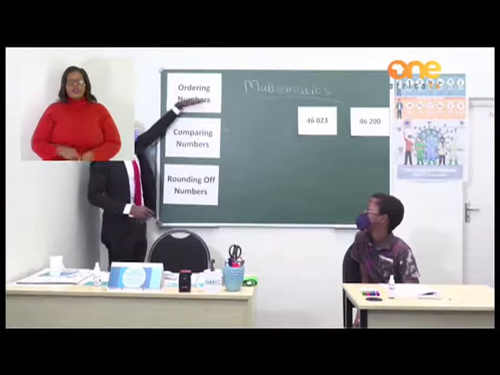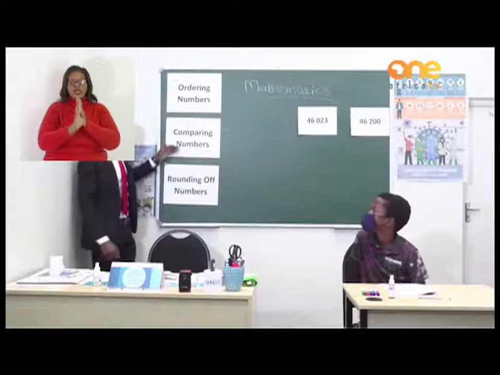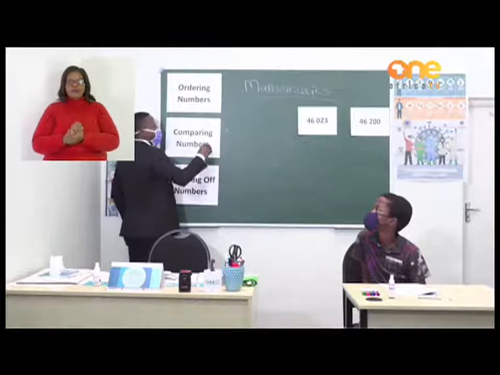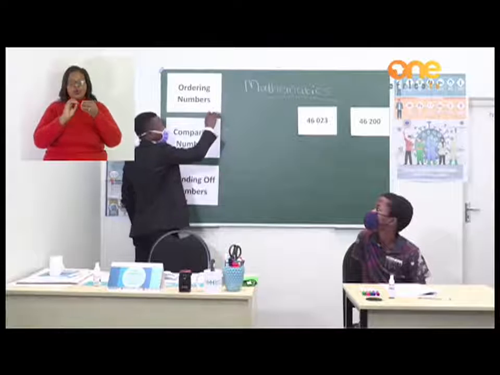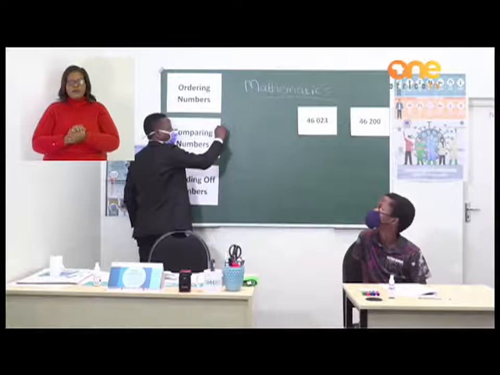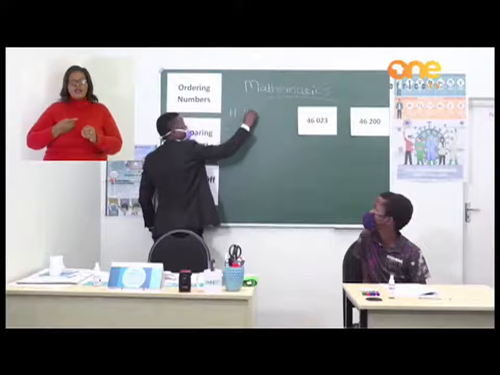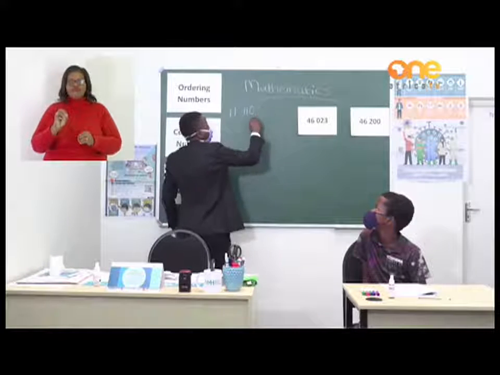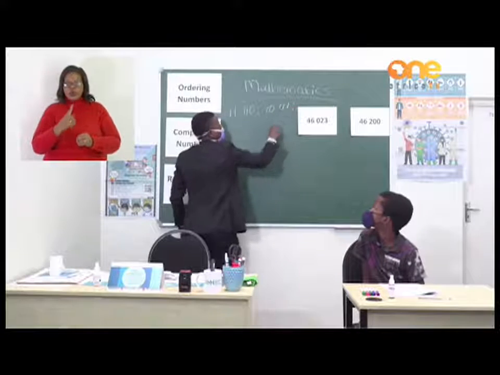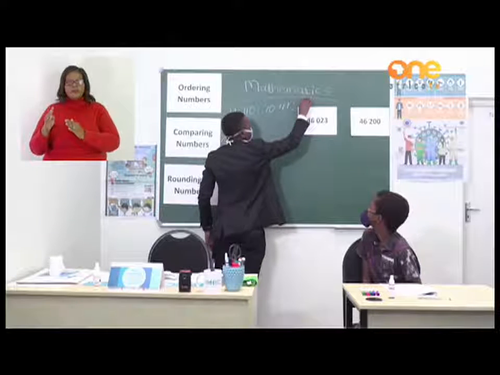As I said, we have to cover 3 objectives: ordering numbers, comparing numbers, and rounding of numbers. So when it comes to ordering numbers, we have to put these numbers in order, maybe from the smallest to the biggest. Let me just give some numbers here. I'll start with 11,110, compared to 10,111.